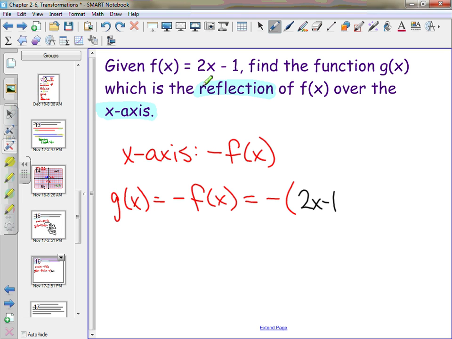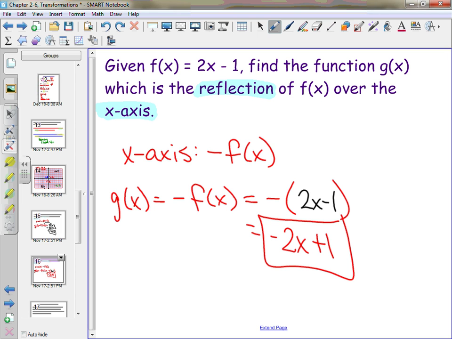2x minus 1. Do we see that? Yes or no? G of x, because it's a reflection of x over the x-axis, is equal to negative f of x. So this is going to be negative 2x plus 1. Do we see that, yes or no? So you have to put the reflection of f of x over the x-axis. You have to make sure you put g of x equals the negative.